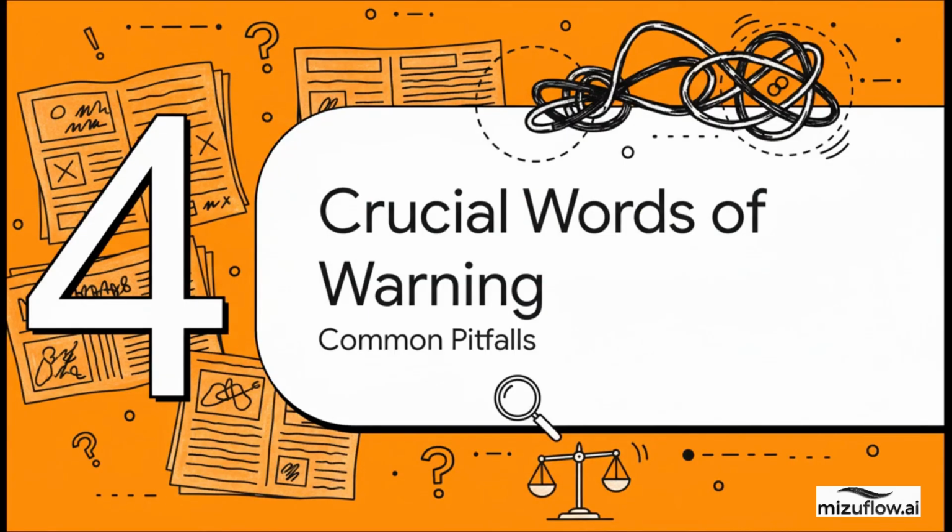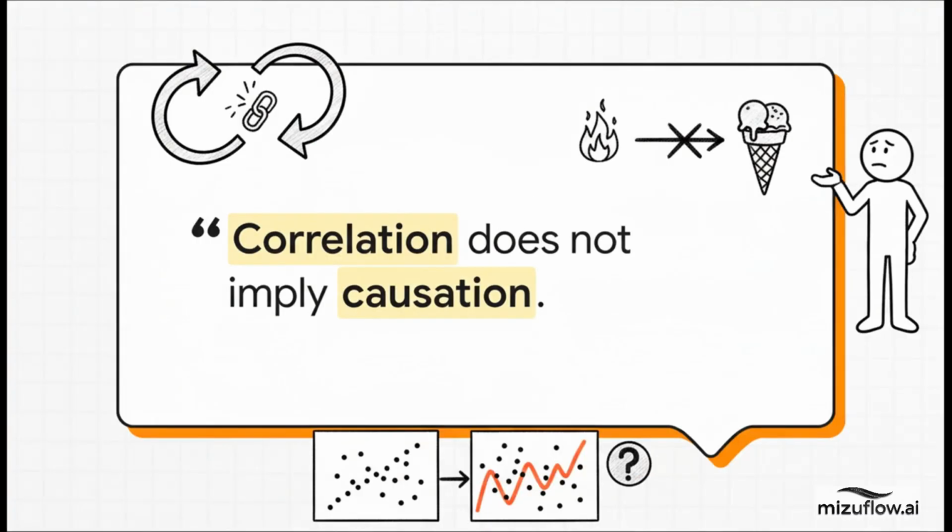Okay, but hold on. Before you run off and call the newspaper to cancel your ad spend for good, we have to talk about some absolutely crucial words of warning. Understanding what a model can't do is just as important as knowing what it can. Seriously, if you take away only one single thing today, let it be this. Tattoo it on your brain. Correlation does not imply causation. It is the golden rule of all data analysis.